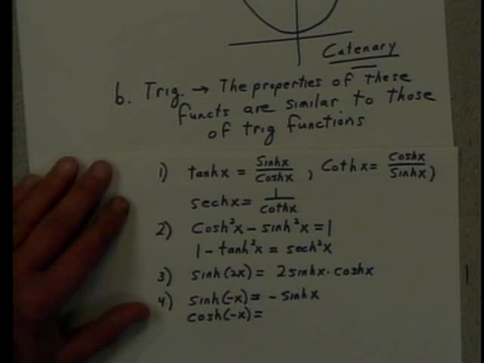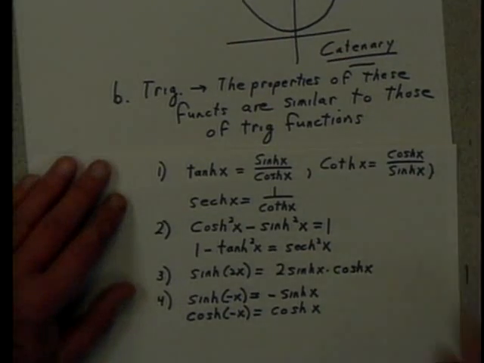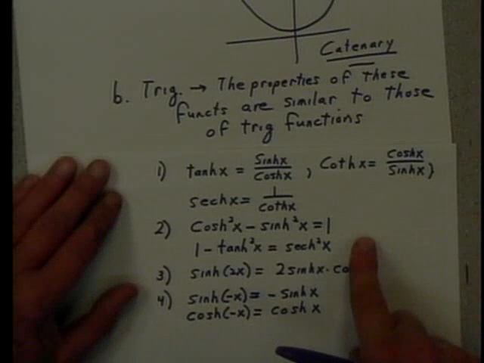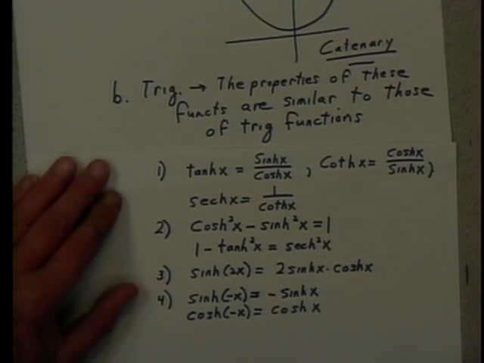Oh, well, this is still cosh x. So number 1 matched the trig perfectly. Number 2 messed up the signs on you. Number 3 and 4 match the trig perfectly again.